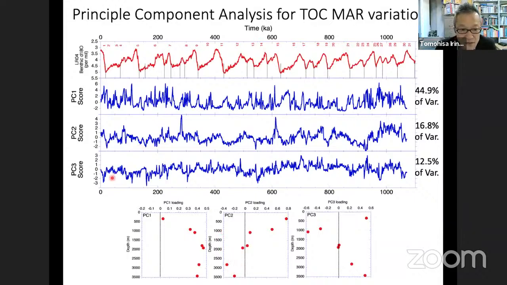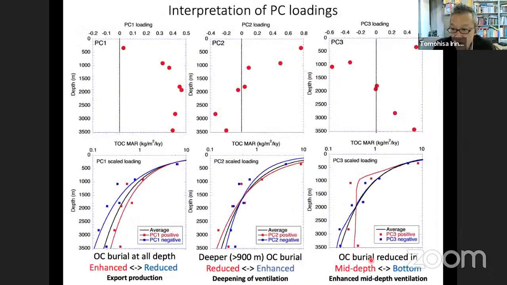In the case of PC3, the third principal component, if it is positive, only the intermediate depth organic carbon flux is depleted, and the deeper part is enriched, relatively. So this is my interpretation of these loadings.